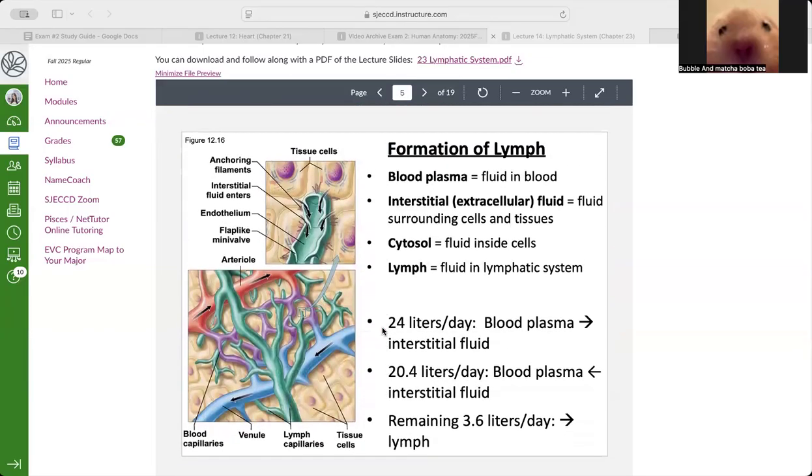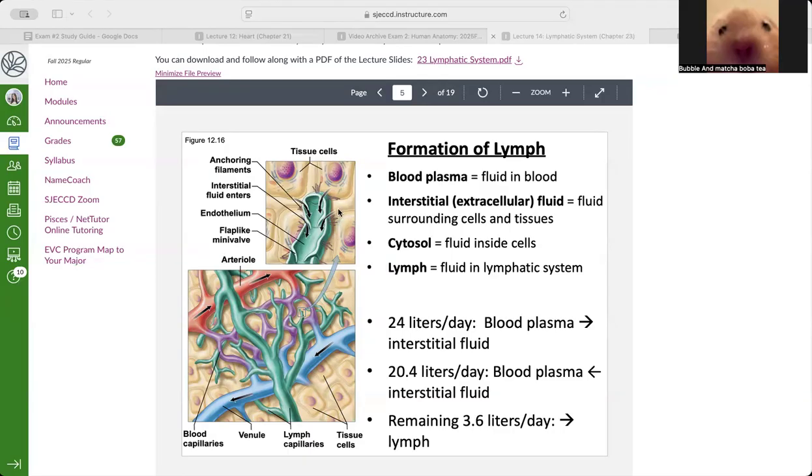So, how your body makes lymph. Your cardiovascular system contains a bunch of blood plasma. Blood plasma is the fluid in blood. It gives your blood that watery texture, I guess. And it delivers the blood plasma to the tissues in your body. When plasma leaks out of capillaries, it becomes interstitial fluid. Interstitial fluid is basically the fluid surrounding the cells and tissues.